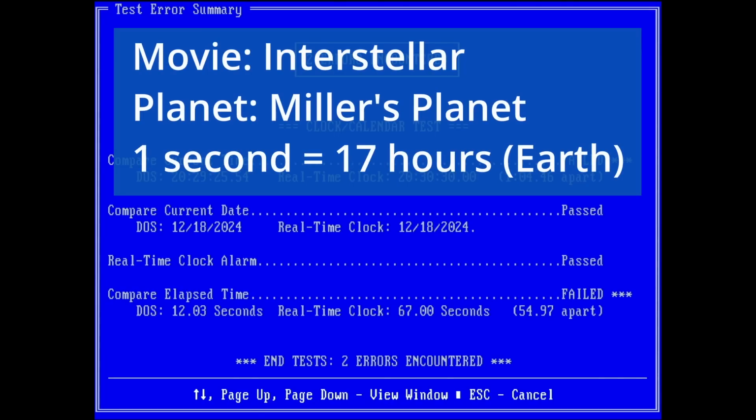That reminds me of that one movie where they land on that one planet where 1 second is like years on planet Earth or something.